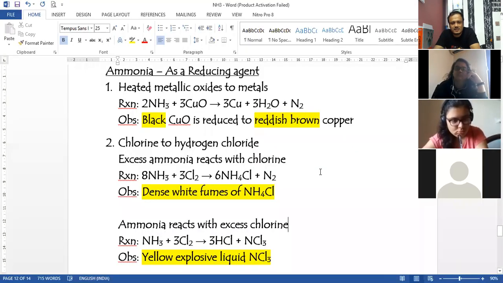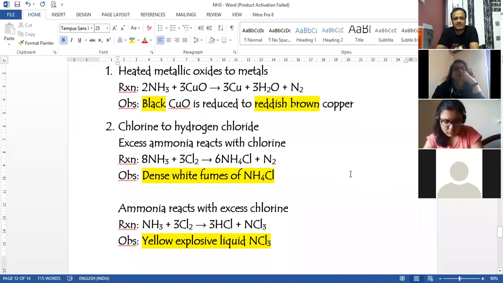Okay, so as you can see, that is how the reaction happens. So you could see that the black colored copper oxide gets reduced into reddish brown copper. So that was one of the reactions in which ammonia acts as a reducing agent. Now we have got two reactions. The reaction is actually the same, but it happens in two different ways because of the amount of the reactant taken in each of the reactions.